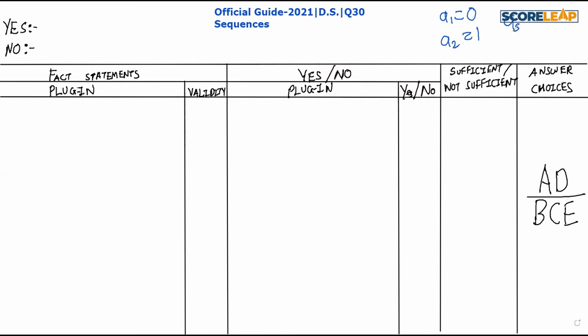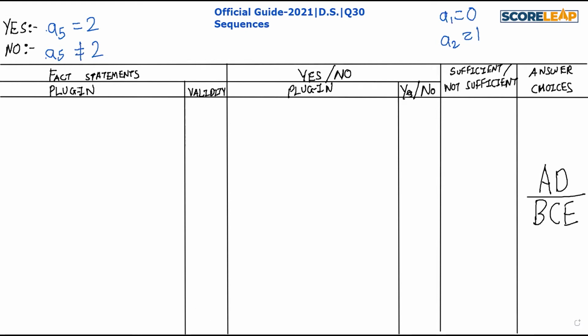So here they are asking whether the fifth term is 2 or not. So it is clearly a yes or no type of data sufficiency problem. So we need to define yes and no and make a yes or no table. What is yes? That the fifth term is equal to 2. And what is no? That the fifth term is not equal to 2. Simple.